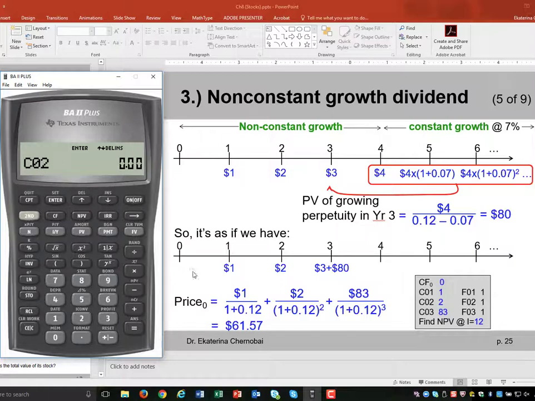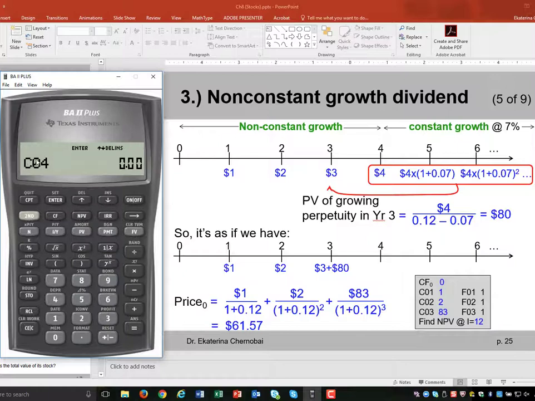Cash flow 02, that's the second one in the future. That's $2, right? 2, enter, down, and down again. Cash flow 03, the third cash flow in the future. And now you enter $83, right? The sum of the $3 dividend and the $80 present value of everything from that point on. So that's a total of $83.